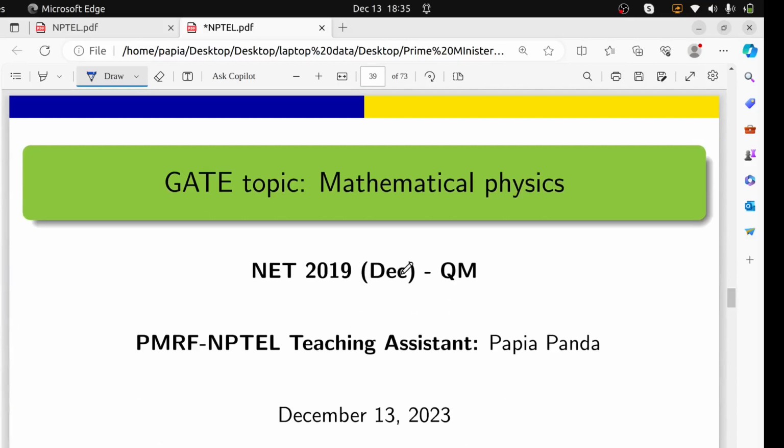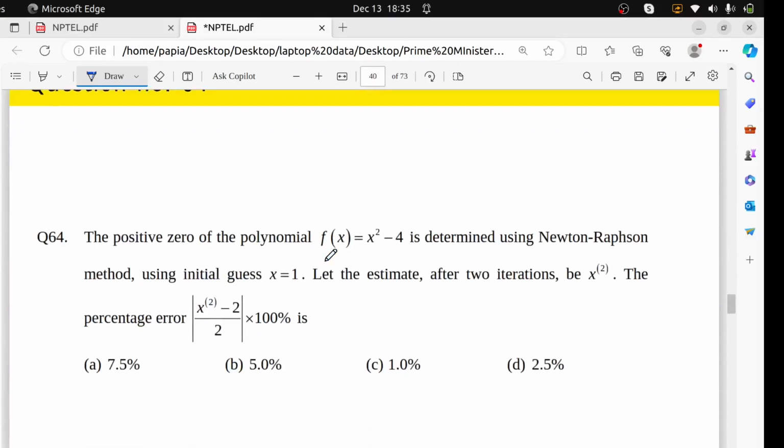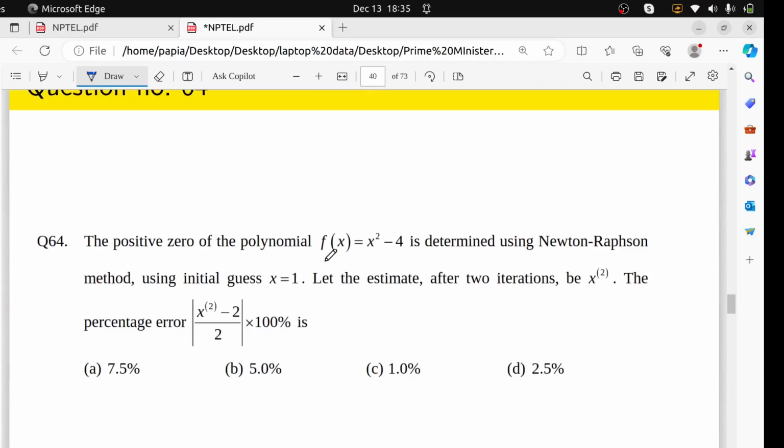The next question also I have taken from December 2019, and the question is this one. This is question 64, which means it is also a part C question. The positive zero of the polynomial is determined using the iteration method. Using the initial guess, let the estimate after 2 iterations be x2. The percentage error, (x2 minus 2) by 2 into 100%, is how much?